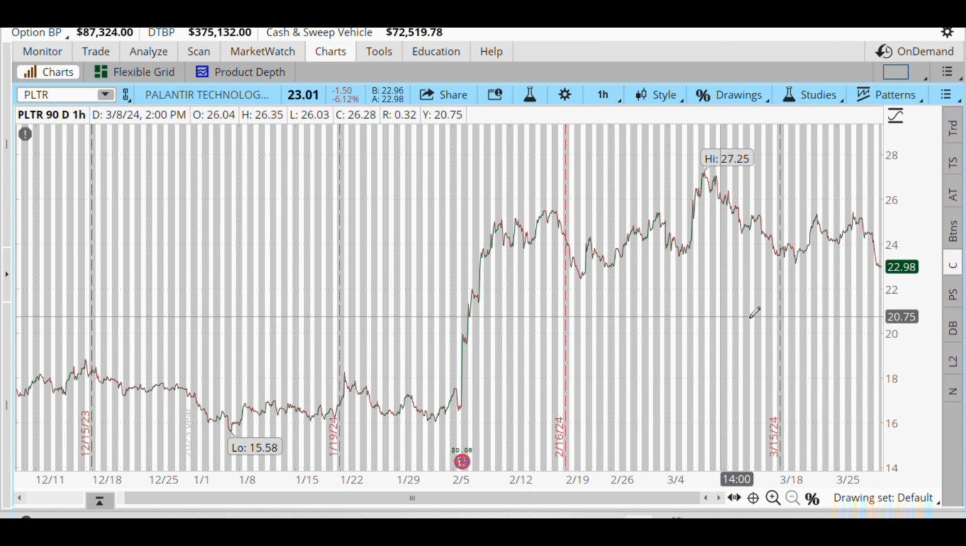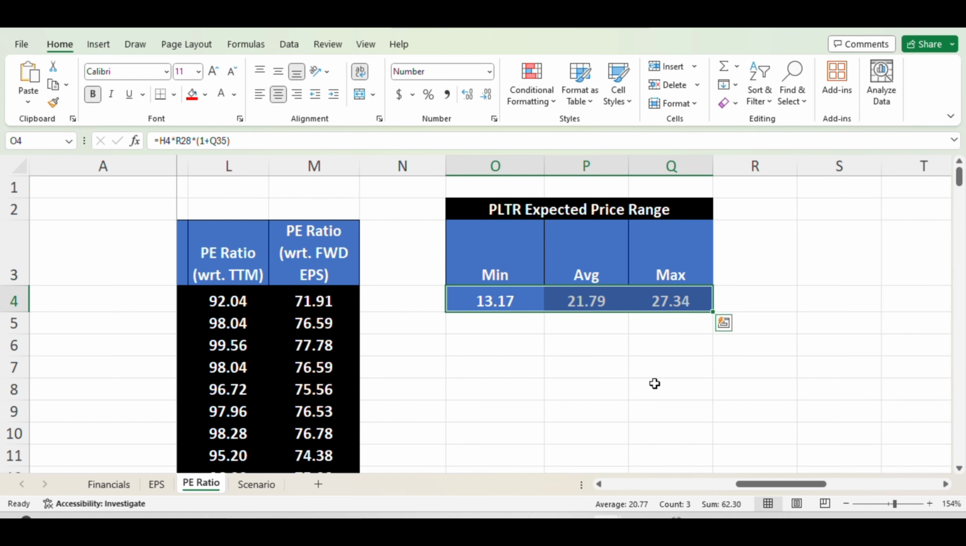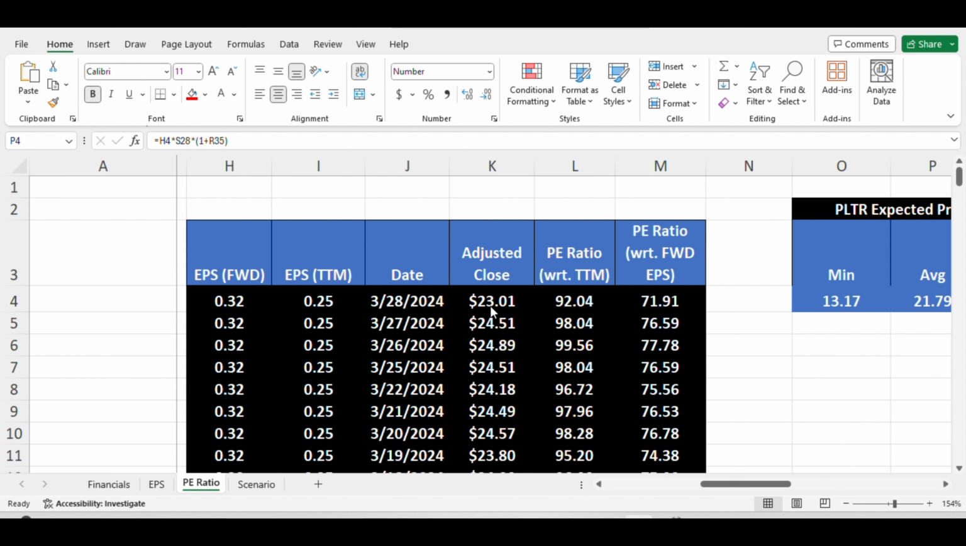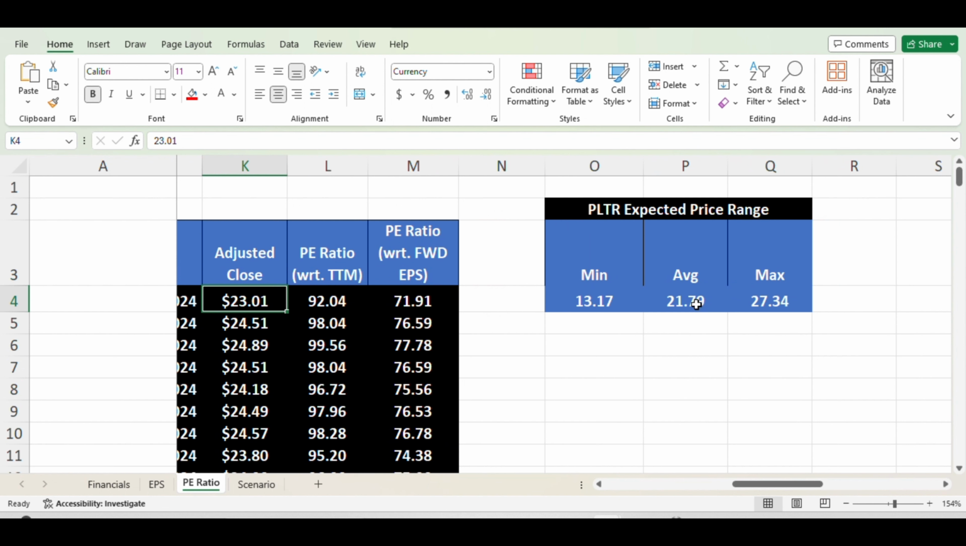If you take a look at this chart, this is Palantir, 90-day, 1 hour. You see the maximum price it touched was 27.25, and that is very close to the maximum price that I just projected, that is 27.34. So after touching the 27.25, it makes sense for Palantir to go down because it was too high at that point. So at this point, Palantir is 23.01. That is still higher than the average stock price. So at this point, Palantir is still overvalued.